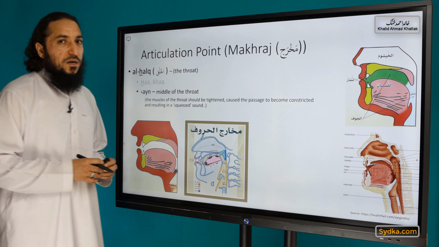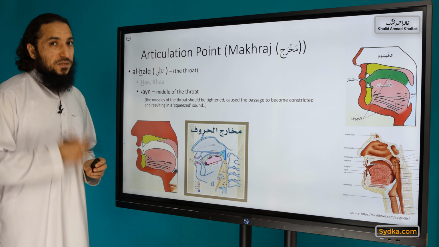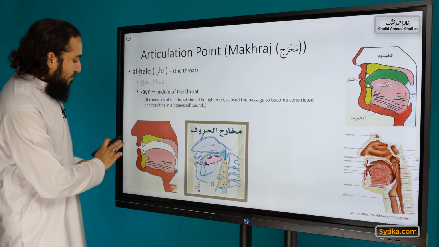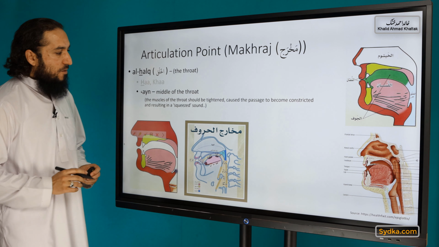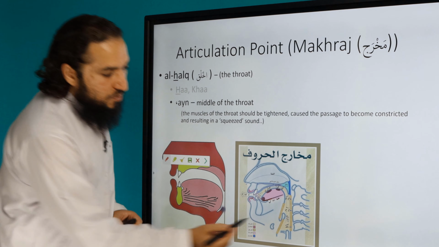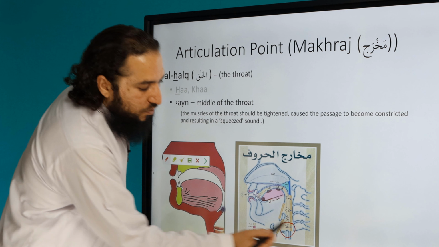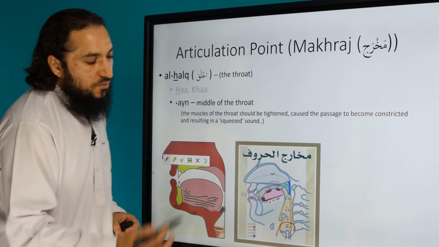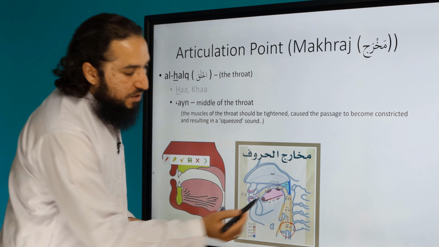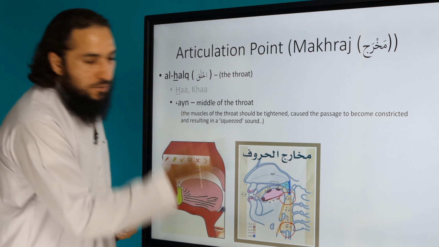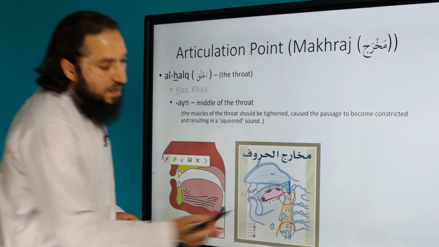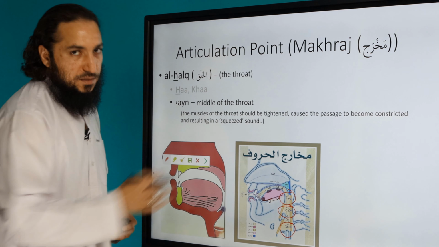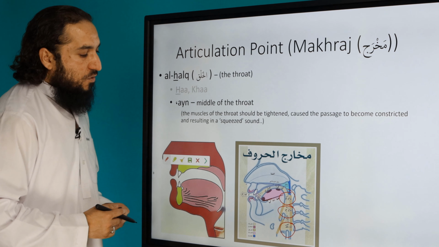So the articulation point: it is one of the halq, the throat letters, one of the 6 letters, and it is pronounced from the middle of the throat. As we said before, we have 2 letters from the lowest part of the throat, far from the mouth, nearest to the chest, and we have the top, which is nearest to the mouth, and we have the middle part. So the middle part, ha, ain. So ain is the second letter from the middle of the throat.